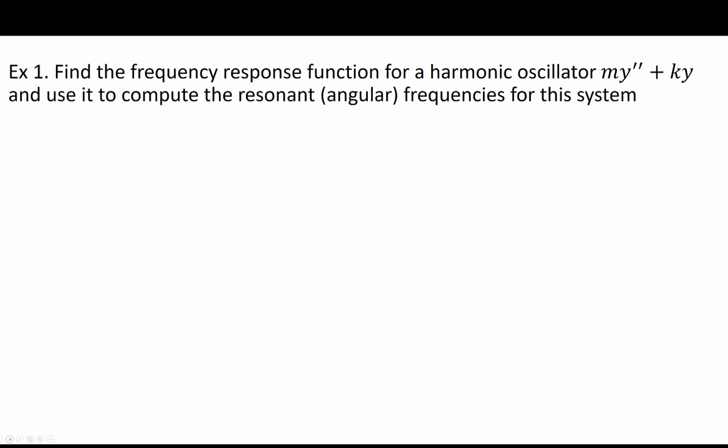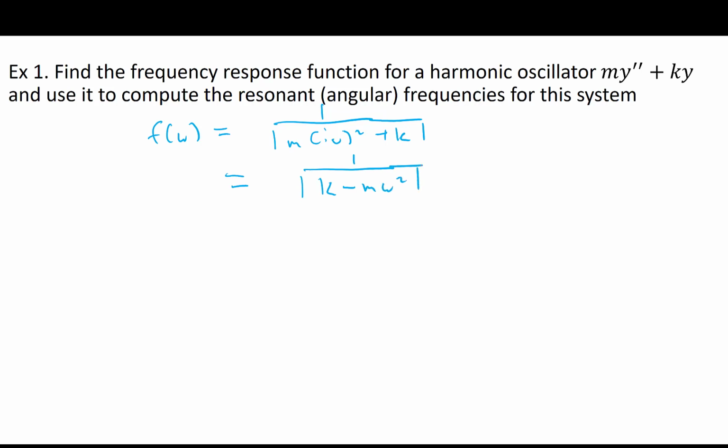Let's start off by finding the frequency response function for our harmonic oscillator my double prime plus ky. And let's use that to compute the resonant angular frequencies for this system. The first step in doing so is to write out the frequency response function, which given the definition on the previous page is going to be 1 over m times i omega squared, and note here that gamma is 0, plus k. And we can simplify this denominator because I know that i squared is -1, so this is just going to be k minus m omega squared in the denominator.